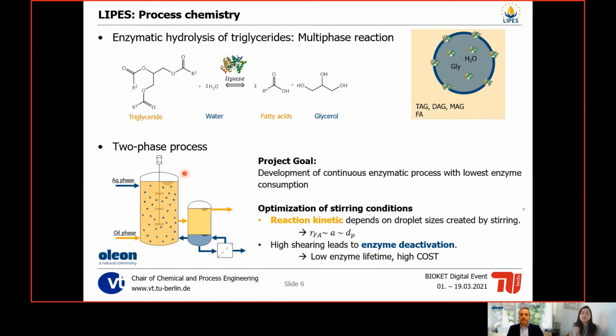However, on the other hand, if we stir the emulsion too high, we also create higher shearing that can lead to enzyme deactivation, which means that we want to have a fast reaction so that we can process as much oil as possible within the enzyme lifetime, but we also want to prolong the enzyme lifetime so that it can be reused for a longer time. These are the two different aspects that I will cover in this section. I will cover first the optimization of reaction kinetic, and later on I will focus on keeping the enzyme active inside the process.